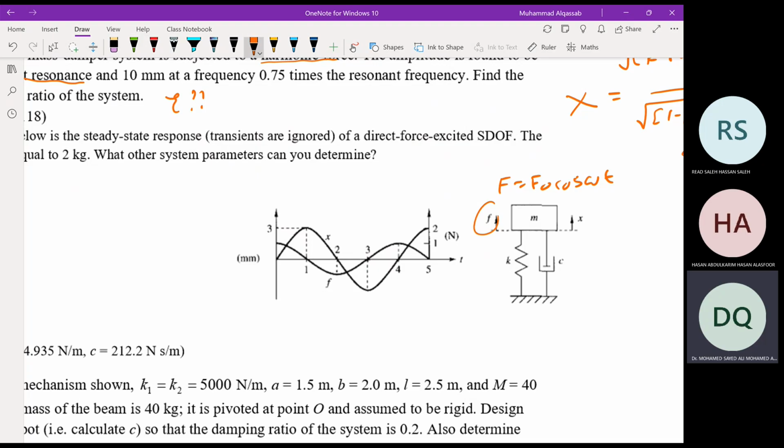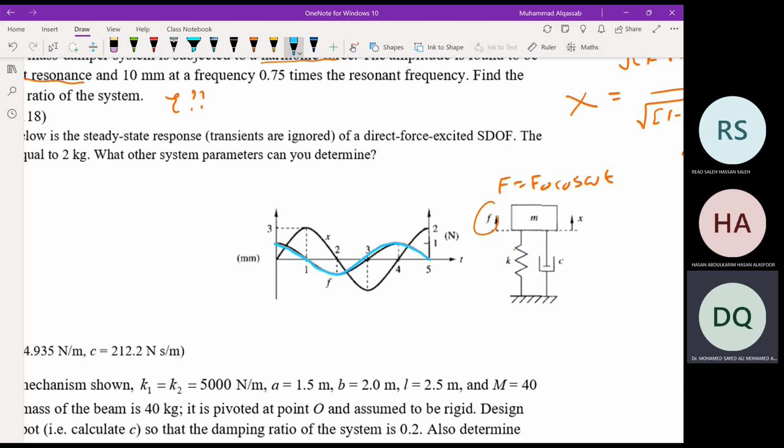The mass is known, equal to 2 kilogram. We need to find K and C. Those are the 2 parameters. If M is given equal to 2 kilogram, we need to find K and C, if the information given is enough. There are 2 curves. I will just use a different color to show you F. This is F, shown with the blue color.